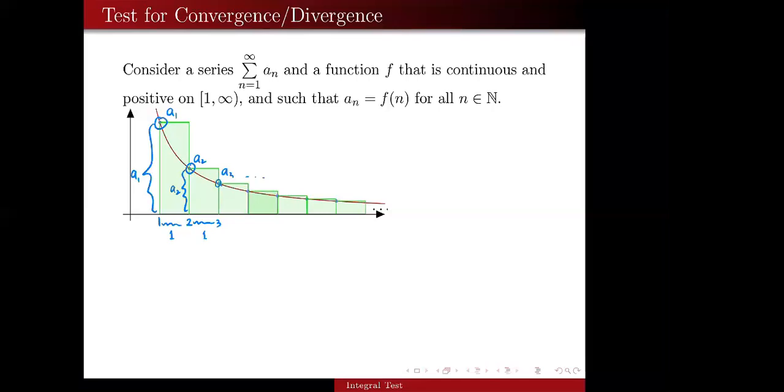So if you added the areas of these rectangles, you'll just have A1 plus A2 plus until plus AN. Say this is your A, this is your N minus 1, this is your N, and maybe this is your N plus 1, etc. Okay?